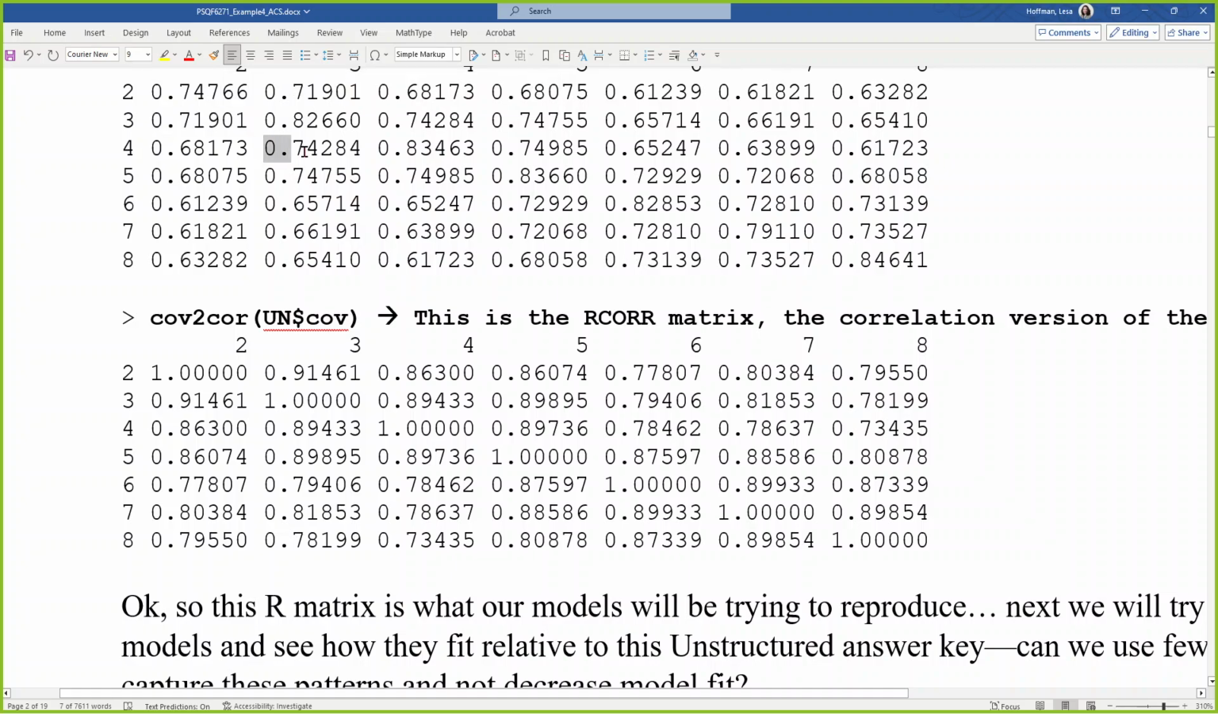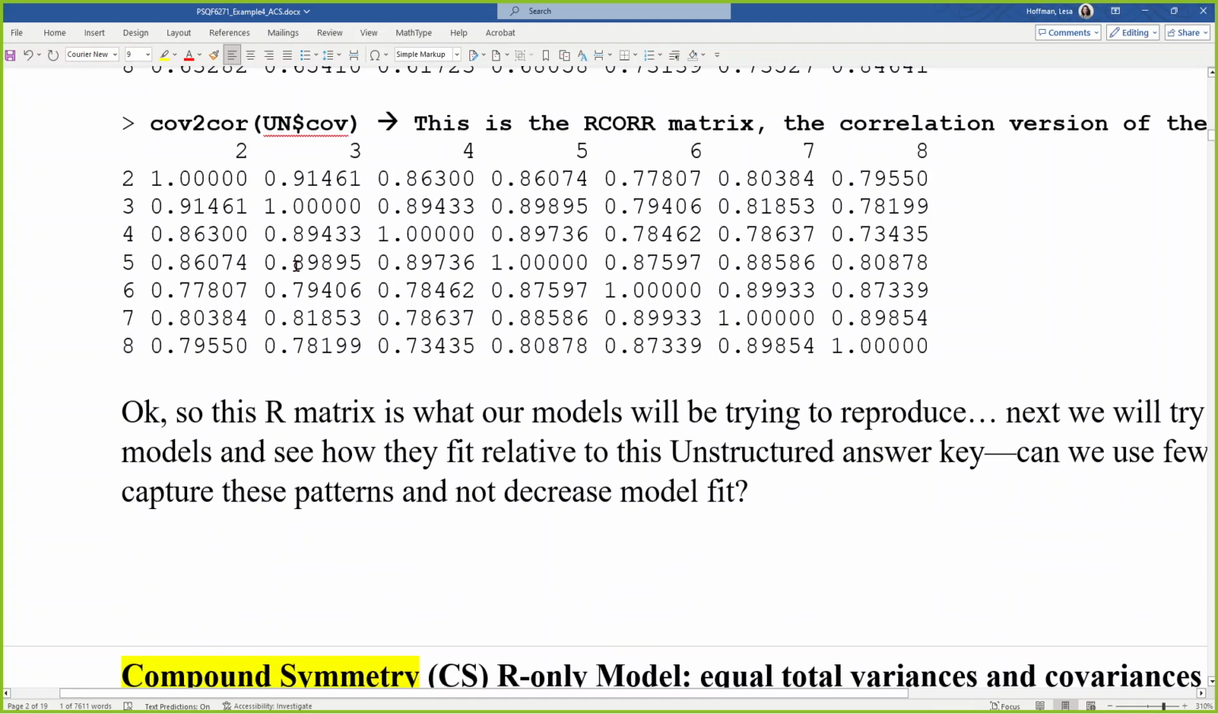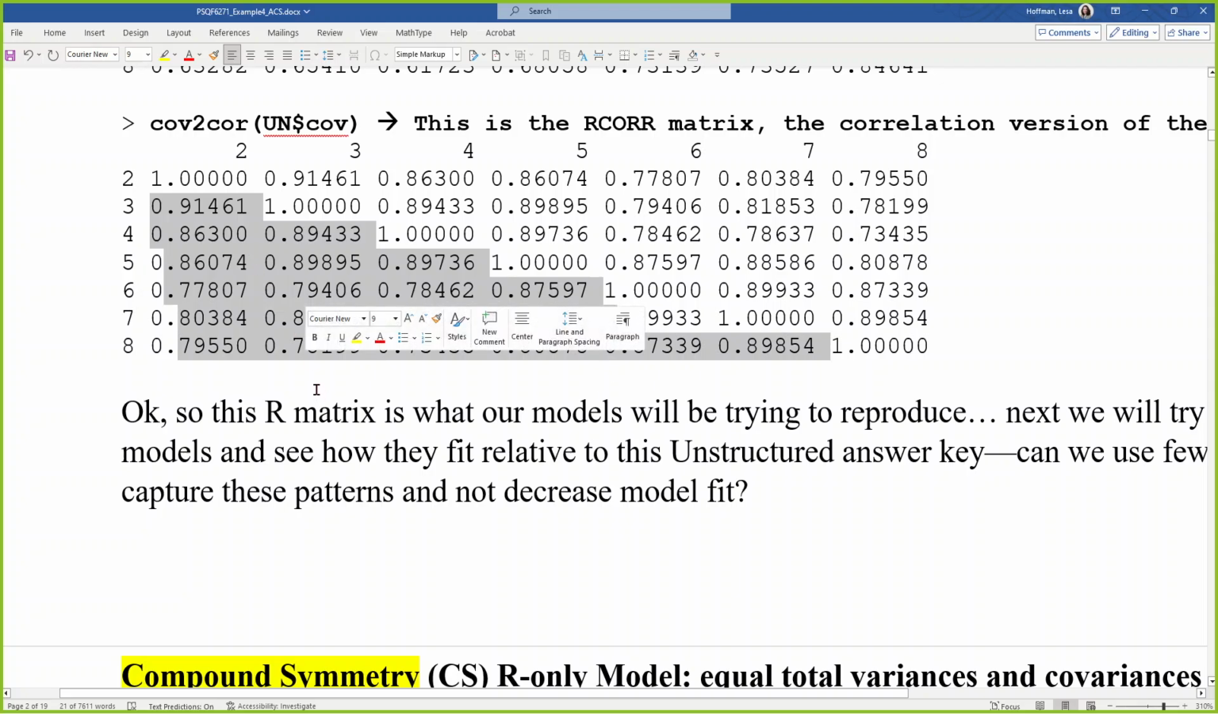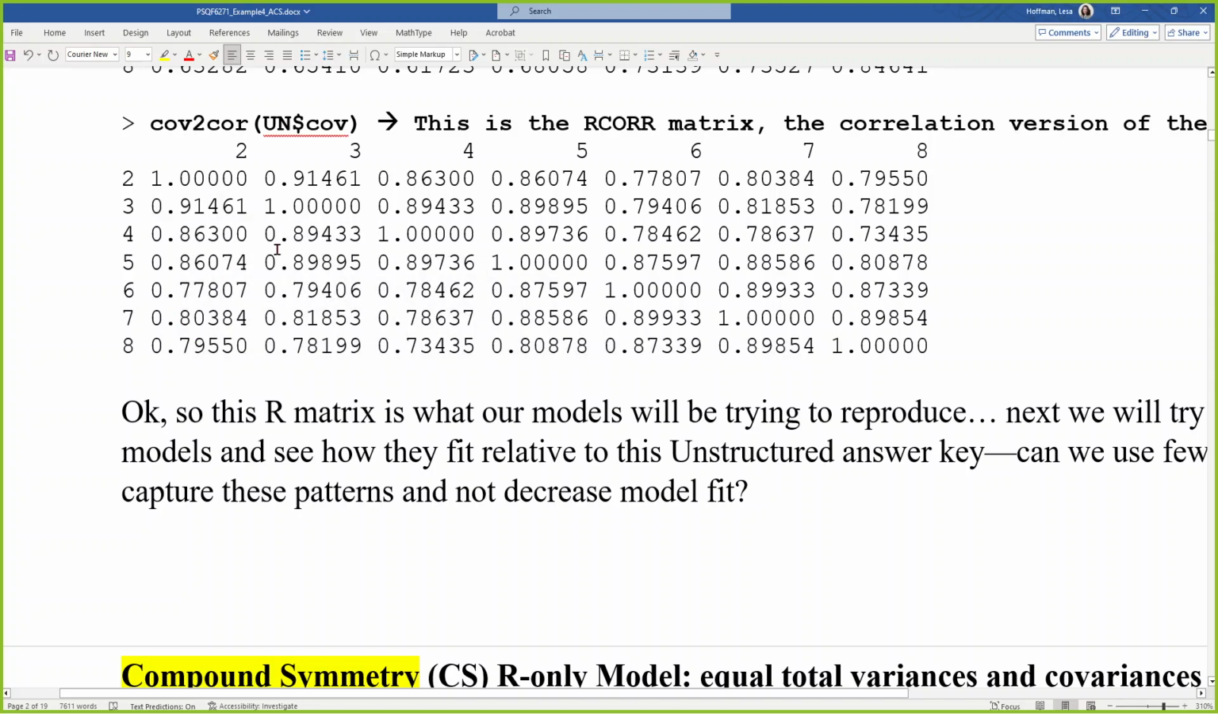Off diagonals are covariances, those are hard to judge because they vary with the variances, but I've got the correlation version down here. What do we think of these correlation patterns? Same or different over time? They decline a little bit over time. Decline a little bit, not entirely consistently. So lag 1, that's 0.9, that's 0.9, that's 0.9. Lag 2 is 0.86, 0.89, 0.8.